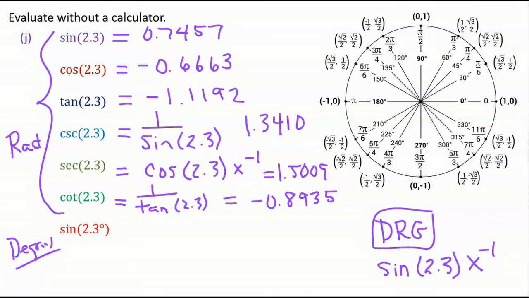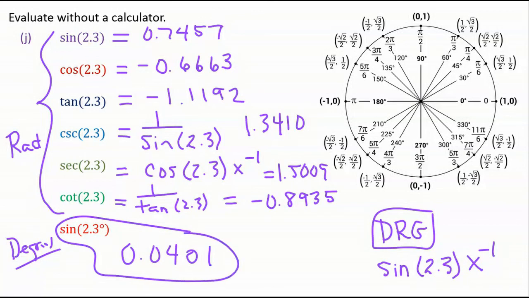Okay, and then finally, to do this one, be careful. You've got to change this to degrees. So to do that, I'm going to hit that DRG button that we talked about earlier. I'm going to arrow back to degrees and push enter. Make sure you push enter. And then I'm going to evaluate the sine of 2.3 by just hitting the sine button, 2.3, close out my parentheses, and I get 0.0401. And that is this last one in degrees. Notice that's nowhere near the first time we did sine of 2.3 when it was in radians.